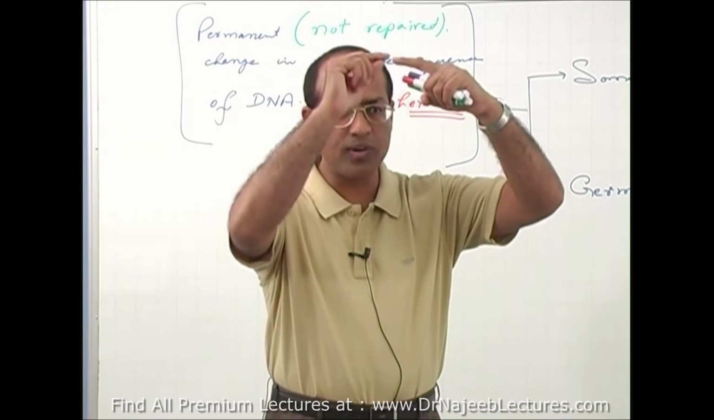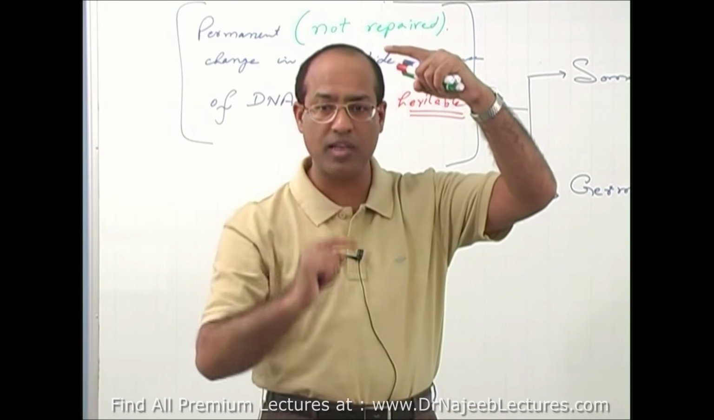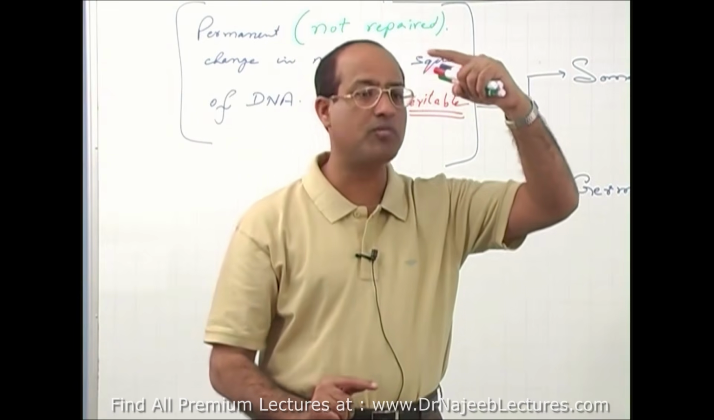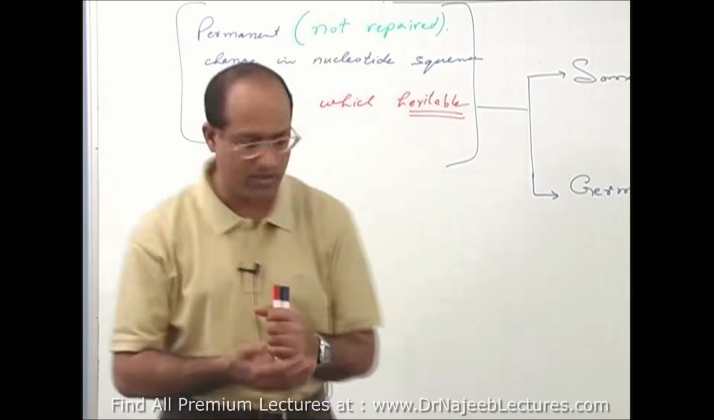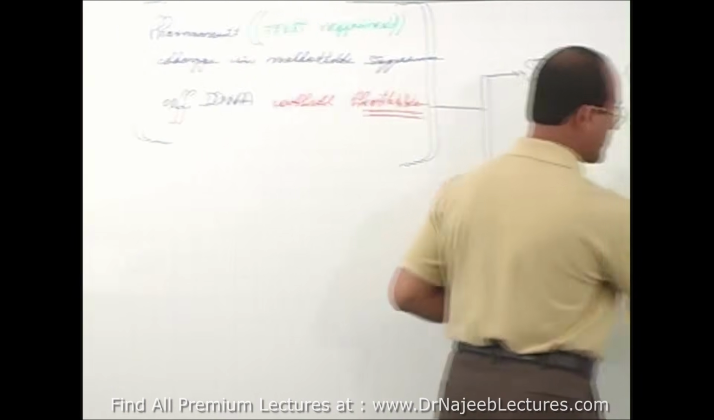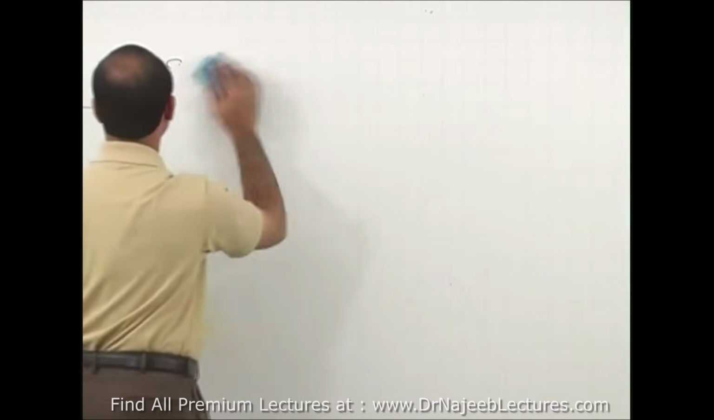And then how a defect in DNA may lead to alteration in RNA, and how change in RNA may lead to alteration in protein, and how change in protein may result in structural and functional abnormality of a particular cell, right? Now, let's talk about the genetic code.